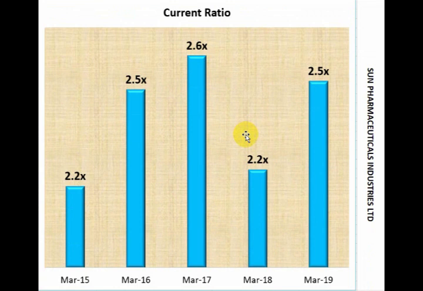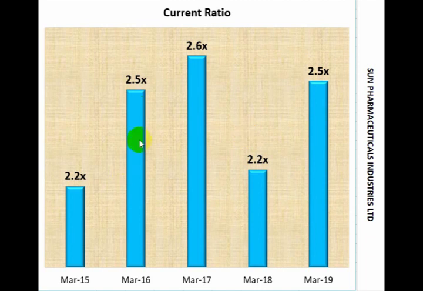Let's look at the current ratio. This is the liquidity ratio. Basically it measures the company's ability to pay or service its current liabilities using the current assets. Now what does current mean? Current means those liabilities which the company has to pay in the current year. So the current ratio should be more than 1 times, which would signify that the company has enough current assets to pay off those current liabilities.